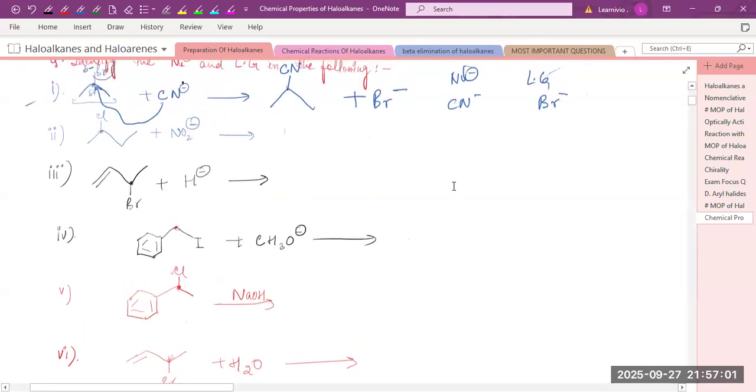And this NO2 group is again an ambidentate nucleophile. Second one done. Yes, tell me what will be the product over here?